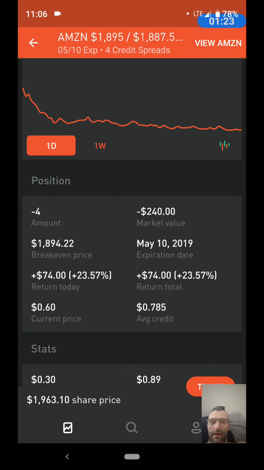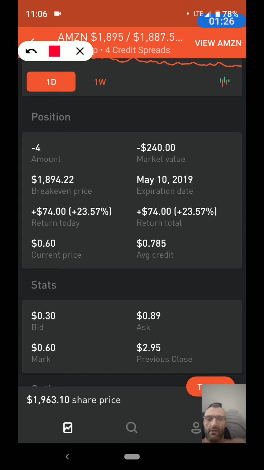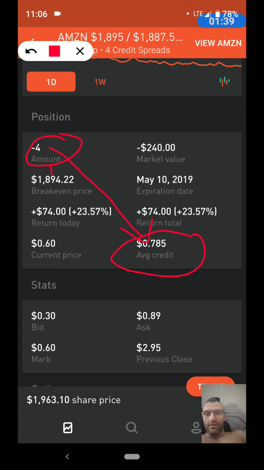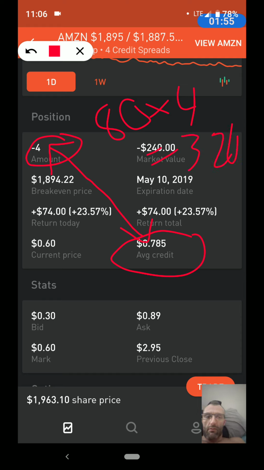We're going to click on that, and then we come down here. This is how much credit I've got on average. This is the total number of contracts. So if we want to know how much money I took in for this, we take this number times this number, and that gives me a total amount. So if we have roughly $320, right? A little bit less than 320, because if you have 80 times 4, that equals 320. But it's a little bit less, so it's like 315-ish or something like that.